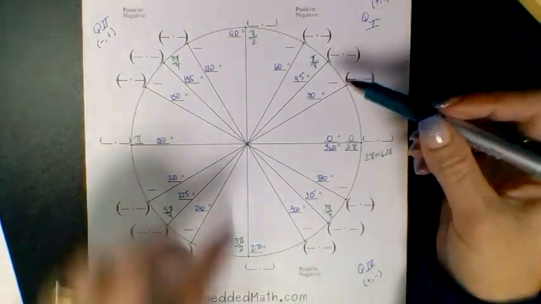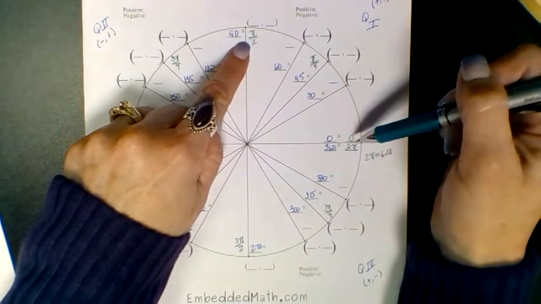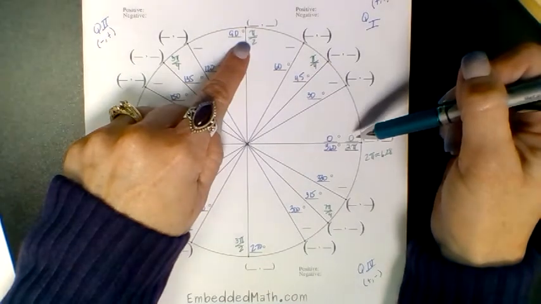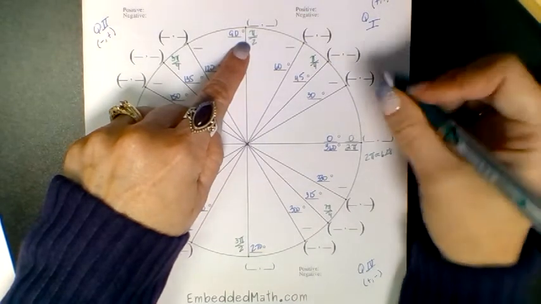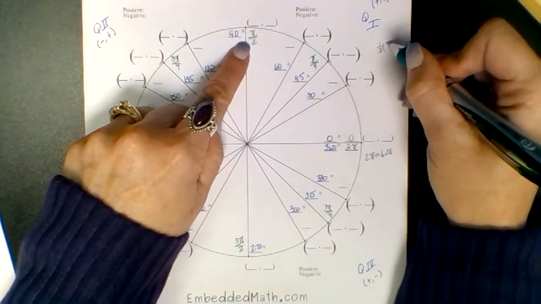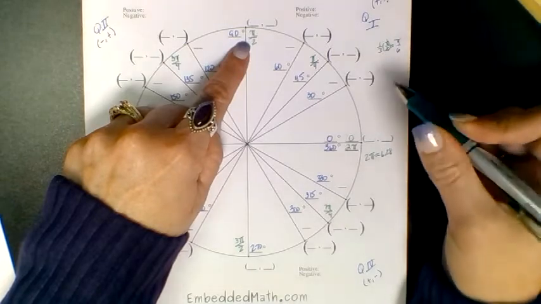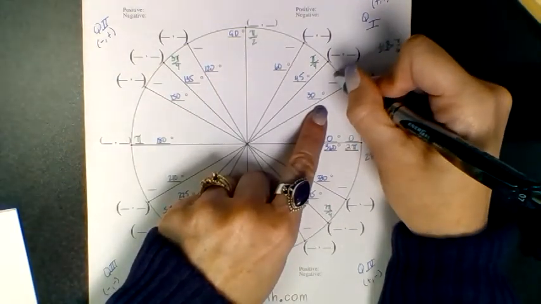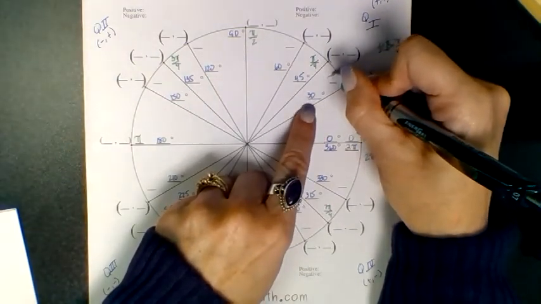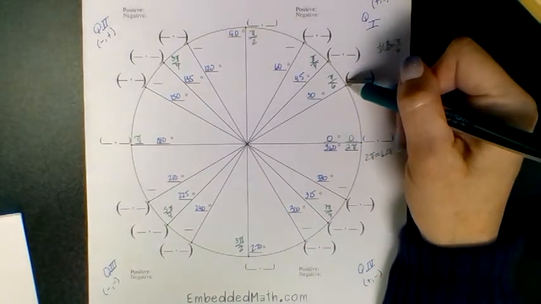Well, if I divided from 0 to pi half in thirds, 1/3 of pi half is pi sixth. So our smallest special angle that's equivalent to 30 degrees is pi sixth, and we're going to work our way around the circle counting by pi sixth.